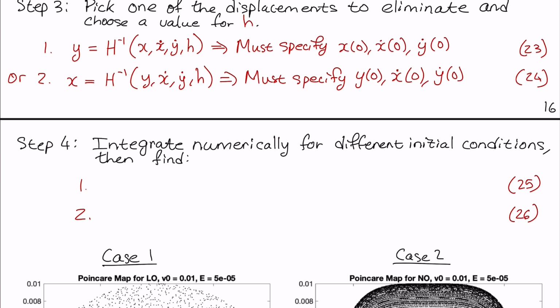Now here we've chosen to eliminate one of the displacements. However, you could, if you wanted, choose to eliminate one of the other phase variables or one of the velocities. However, for your homework, you should just choose one of the displacements and eliminate one of the displacements.